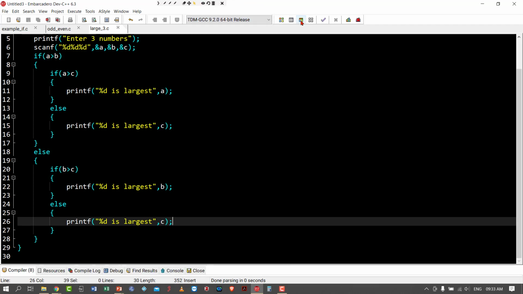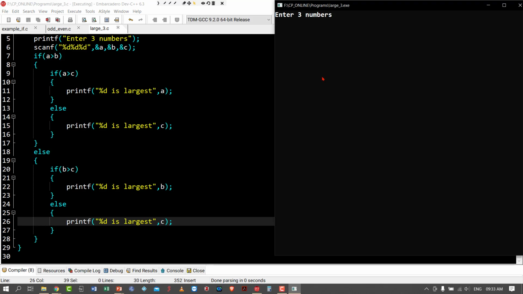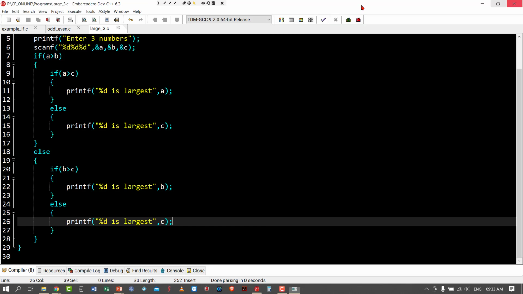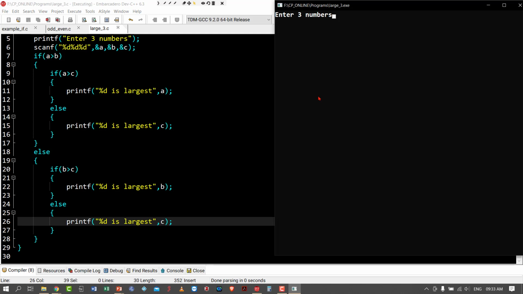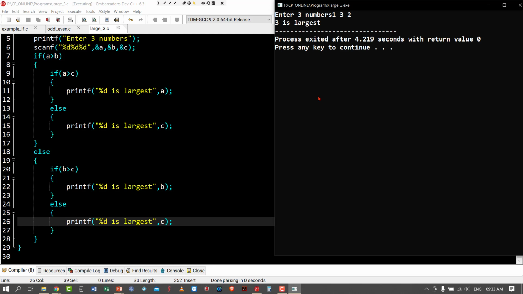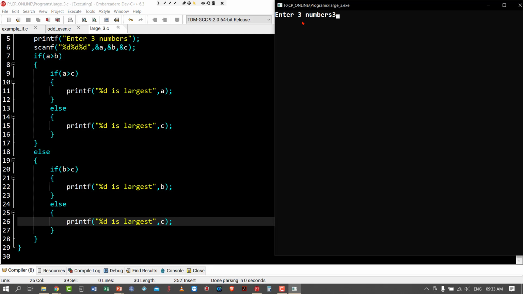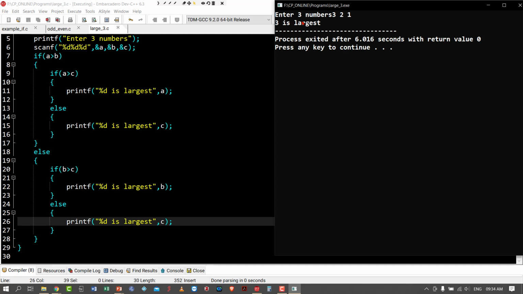So I'm executing the program. I am giving 1, 2, 3. 3 is largest. Again I am executing the program. I am giving 1, 3, 2. 3 is largest. I am giving 3, 2, 1. Again 3 is largest. So all the cases I have tested and found correct. So this program is correct.